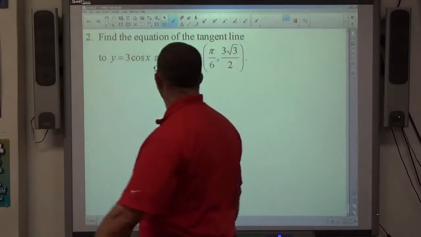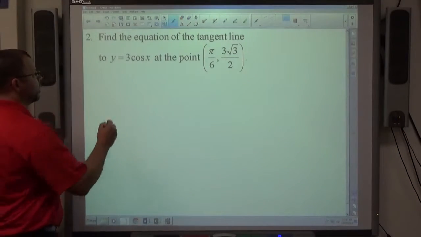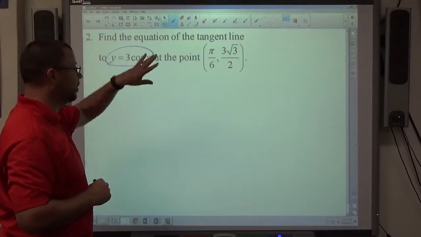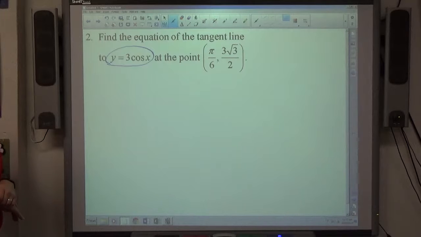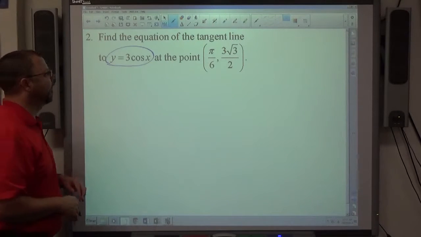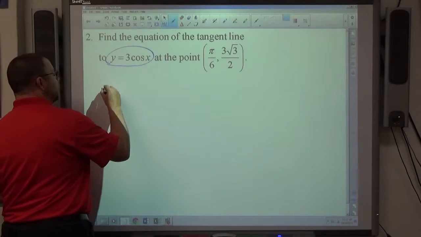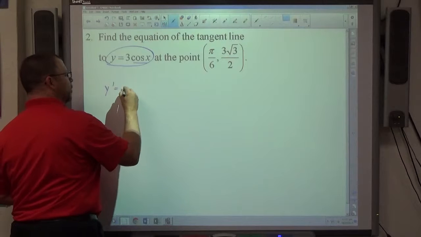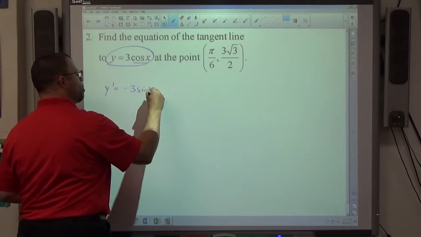Number two, find the equation of the tangent line to y equals 3 cosine of x. So here's my equation, and the point of tangency is pi over 6, 3 square root of 3 over 2. That's an exact point of tangency. We'll see if we want to keep it that way or not, depending on what happens with the derivative. So y prime, the derivative of cosine of x is negative sine of x being multiplied by 3, so negative 3 sine of x.